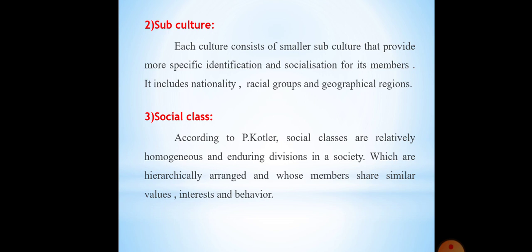Third one is social class. According to P. Kotler, social classes are relatively homogeneous and enduring divisions in a society, which are hierarchically arranged and whose members share similar values, interests and behavior. Social classes are groupings of individuals in a hierarchy, usually based on wealth, education, income, etc.